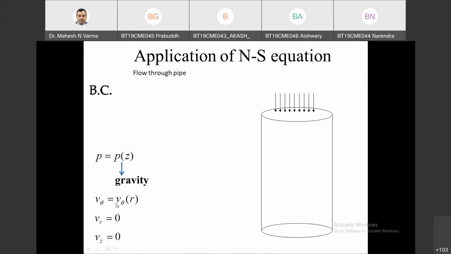Roll number 47, Gurupreet. Yes, sir. Is it correct or wrong?